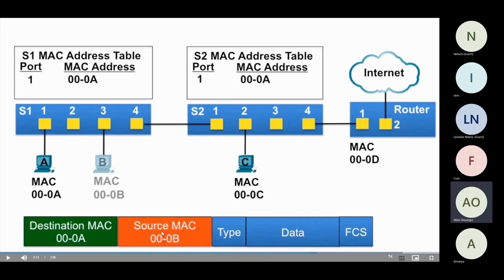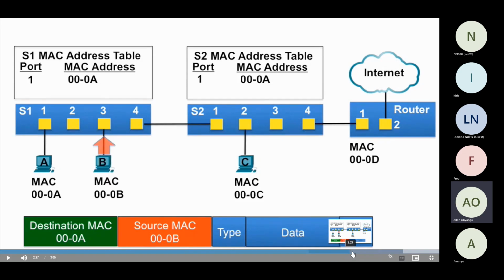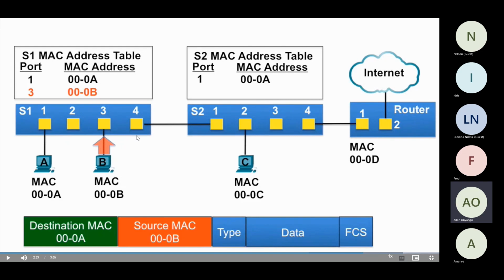Because the source MAC address 000B is not in the switch's table, what is the switch going to do? The switch is going to store the MAC address of PCB, because it is now the source, along with port number 3. When the frame is received, the switch cannot broadcast it. The only frame broadcast is one whose destination MAC address is not in the table. Remember, the destination MAC address is 000A, and it is already in the table, so the frame is simply sent through port number 1, which is paired with that address.